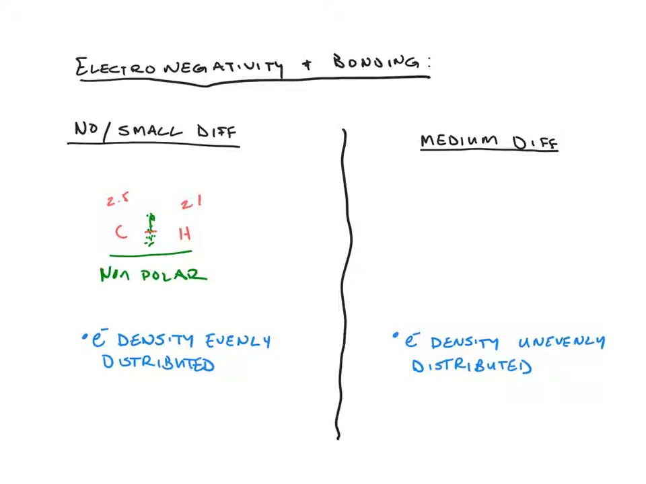For organic chemistry, we don't really deal with large differences in electronegativity. We deal with what are called medium differences in electronegativity. So this would be something like hydrogen and oxygen, right? If I have a bond between hydrogen and oxygen, and I do the same thing again, remember that hydrogen has an electronegativity of 2.1, oxygen is 3.5. So in this case, the oxygen is pulling a lot harder on those electrons than the hydrogen is, like a tug of war, right? Oxygen's kind of hogging the electrons.